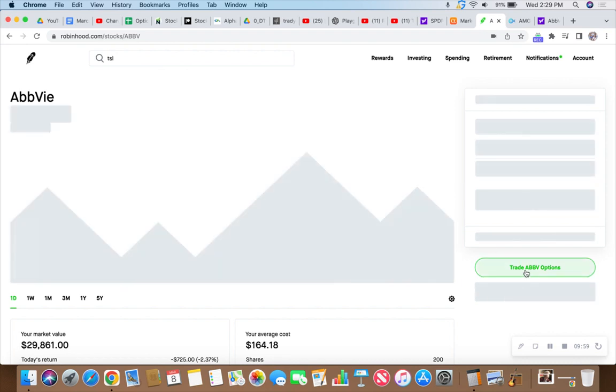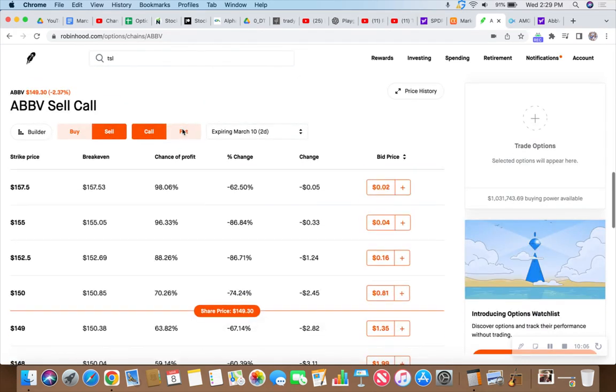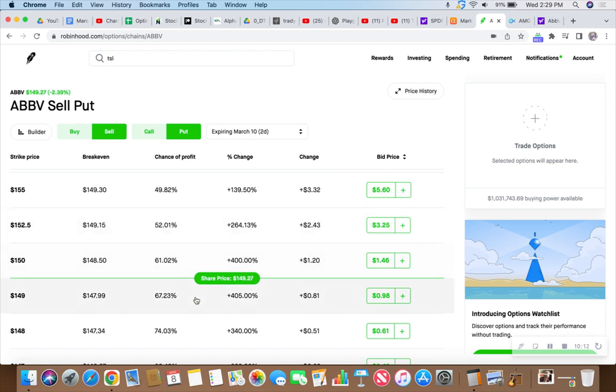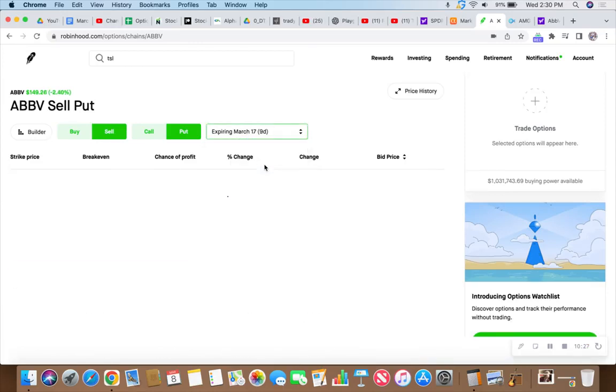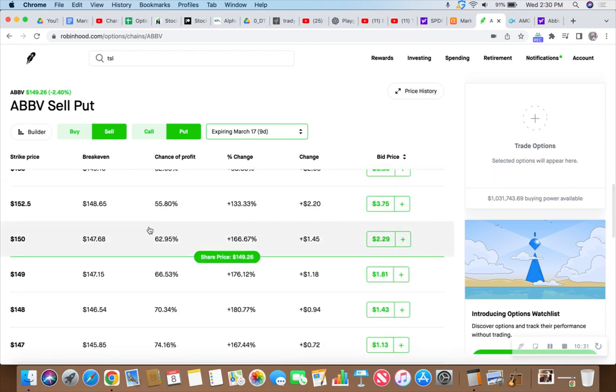Let's take a live look on ABV. Okay, so we got some pretty good action. You see how much the percentage has changed on these. These are up 400%, 340% on these puts. So let's go out a week, though, just to give some breathing room. So nine days out gives this a little bit of breathing room.